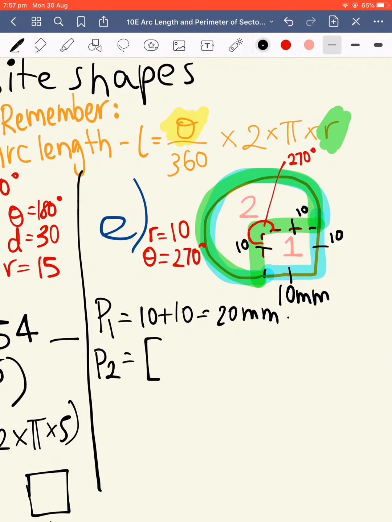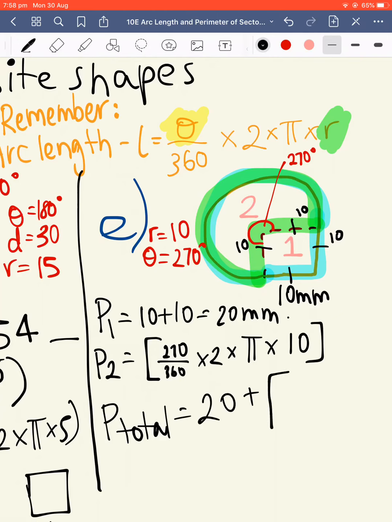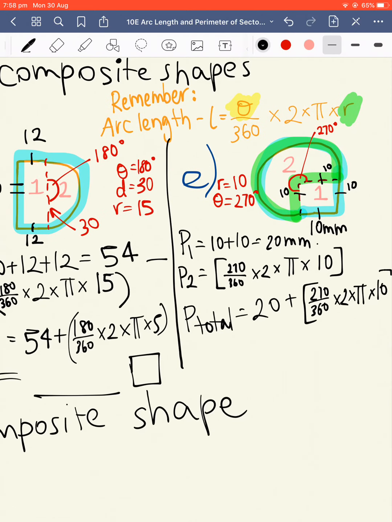So I do my arc length, which is exactly what I need and no more. So my angle was 270 over 360 multiplied by 2 multiplied by pi multiplied by my radius, which is 10. To get my total, I add 20 to my final answer, which was for this particular calculation. So 270 over 360 multiplied by 2 multiplied by pi multiplied by 10. And then my answer for this one will be in millimeters.